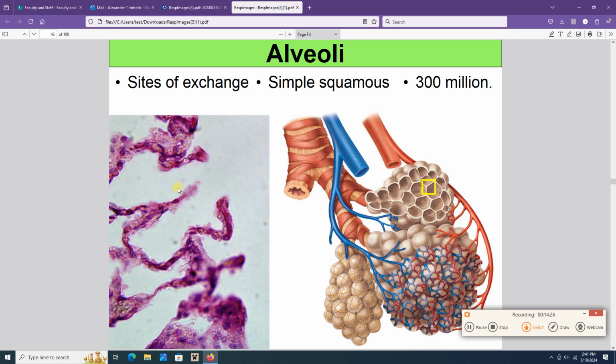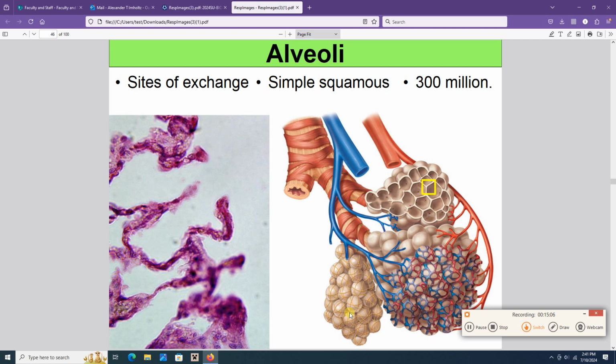Now our alveoli, and here's one right here. They are my sites of gas exchange. We have about 300 million of these, and they're made of simple squamous epithelium. So here are a bunch of alveoli right here. They're in an alveolar sac. Simple squamous epithelium is right there. Notice the little pores connecting the alveoli to one another. Notice that they're covered in blood vessels. Those are pulmonary capillaries, which are, of course, crucial for exchange.